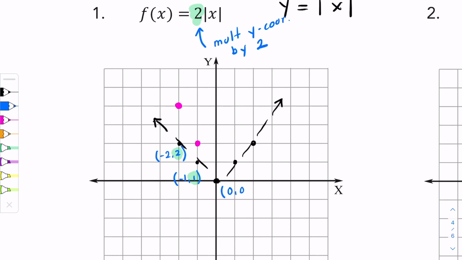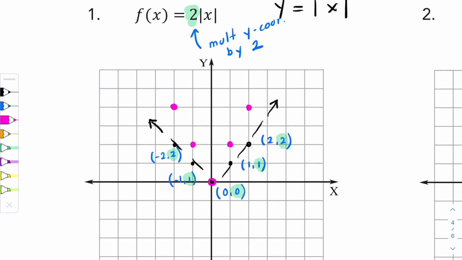Here we have a point at (0, 0). Take a look at that y value. 0 times 2 is still 0, so this remains at (0, 0). (1, 1): 1 times 2 is 2. And (2, 2): 2 times 2 is 4. Okay, that's your final graph function.